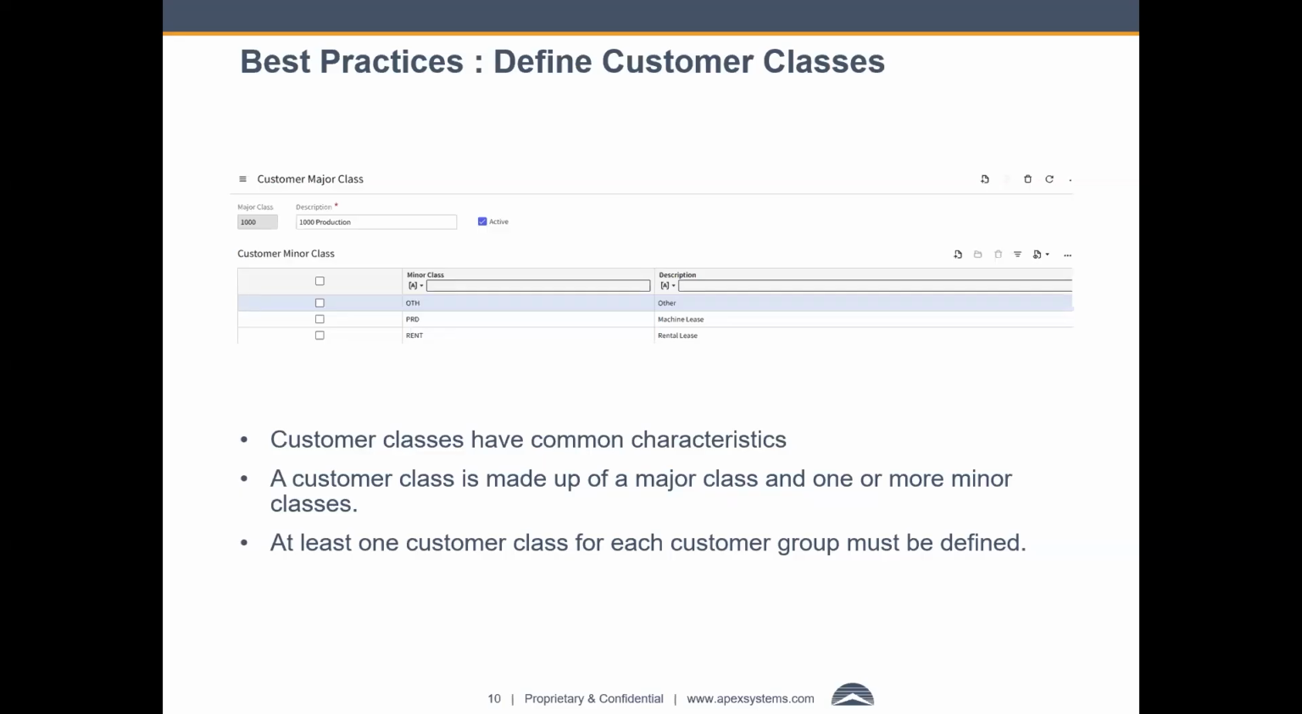Some examples: a major class would be grants, and the minor class would be federal grants. Another example is a major class of rent, and a minor class of rental lease. Best practice is keeping it simple and not getting complicated with the structure.